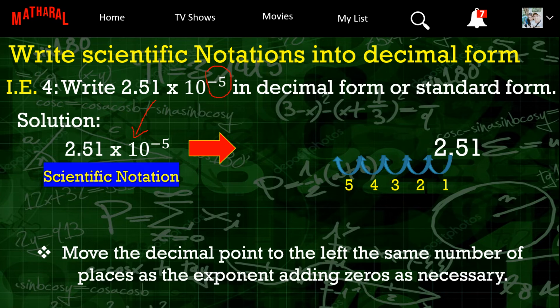And here, we're going to recopy the 2.51 to its right. Ayan po, 2.51 siya. And then we're going to move 5 decimal places to its left. So, there is 1, 2, 3, 4, and 5. Mayroon siyang 5 movements of decimal point to its left. Ayan po. And sabi nga dito, magkakaroon ulit tayo ng adding zeros. So, let's proceed to the next.